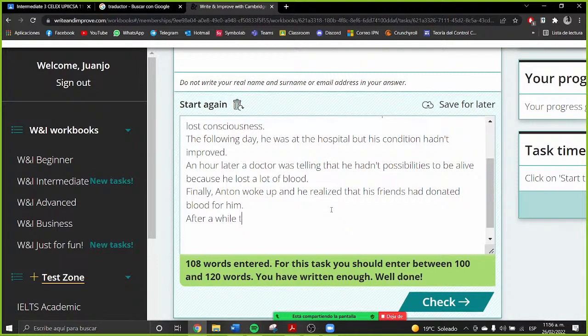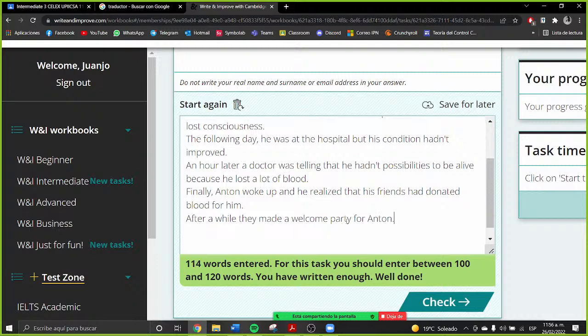They made a party, a welcome party. They made a welcome party. They made a welcome party for Anton.